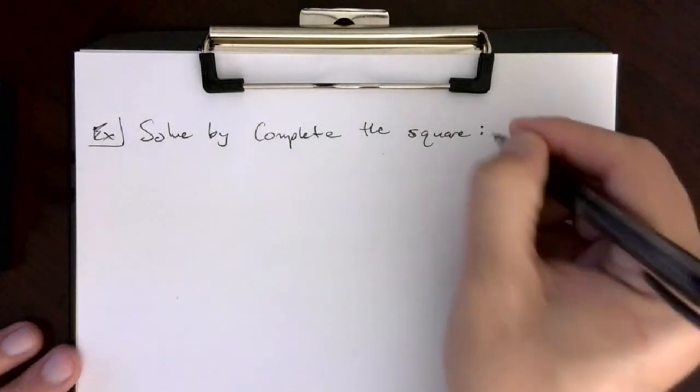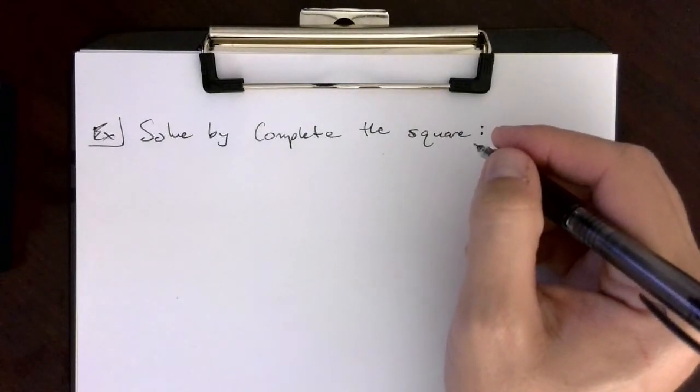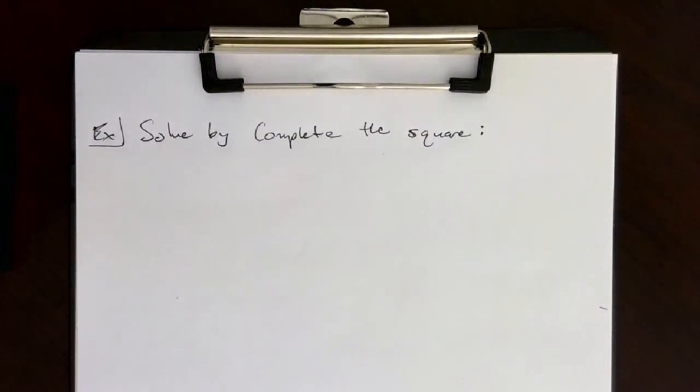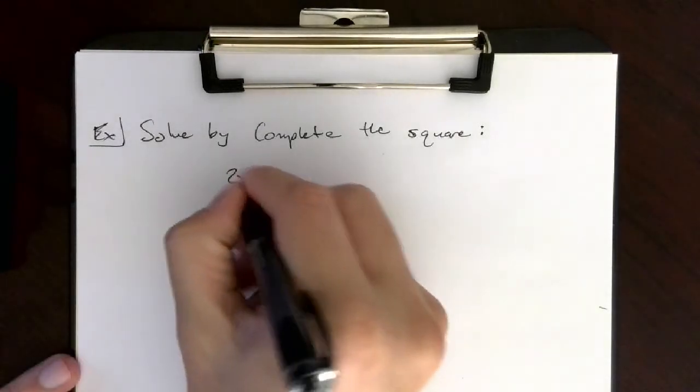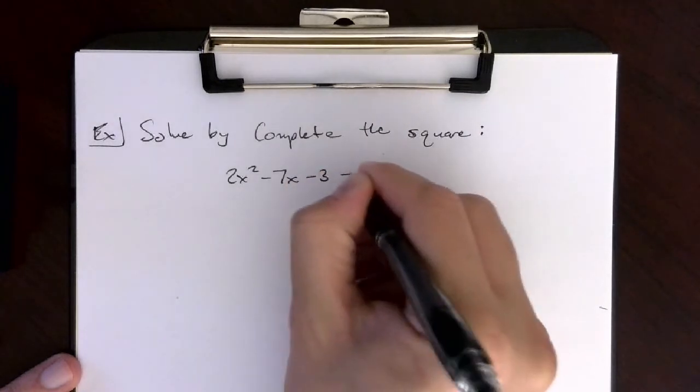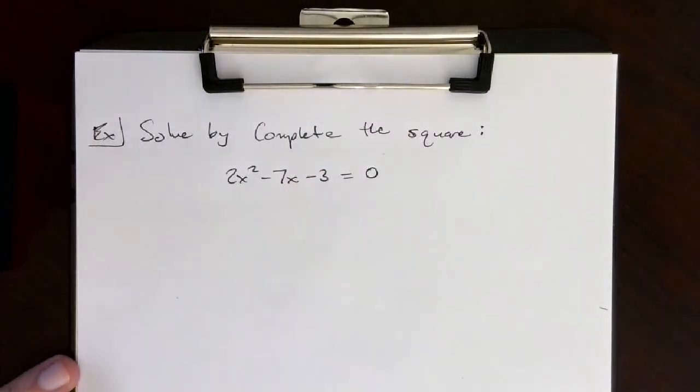And we'll look at, how about this one here. Let's say 2x squared minus 7x minus 3 equals 0. Now first off, I'm telling you to solve by completing the square, so you shouldn't try to factor or anything like that. If I didn't tell you to solve by completing the square, you might want to try to factor it. But since we're saying solve by completing the square, we've got to follow our process.